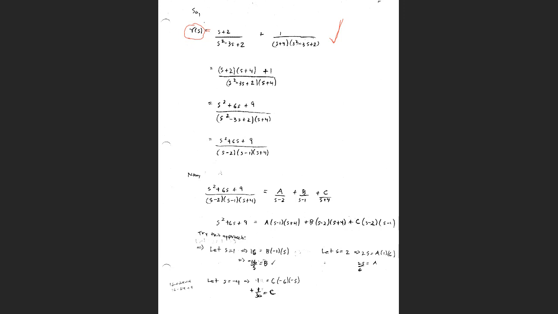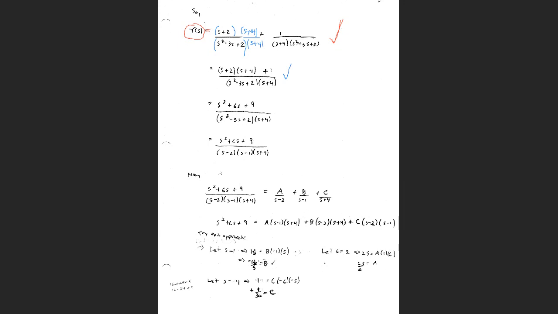Now we have two fractions here, and we can combine them if we multiply the first fraction by s plus 4 over s plus 4. The least common denominator between the two fractions is s plus 4 times s squared minus 3s plus 2. And so that gets us here.